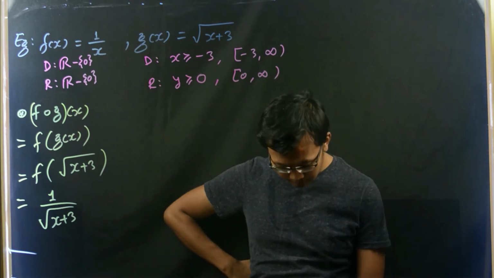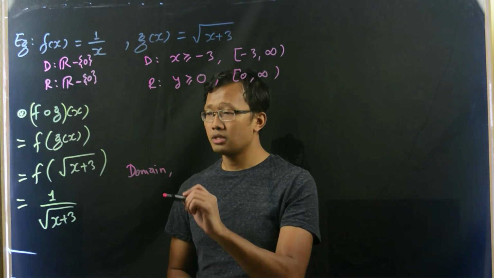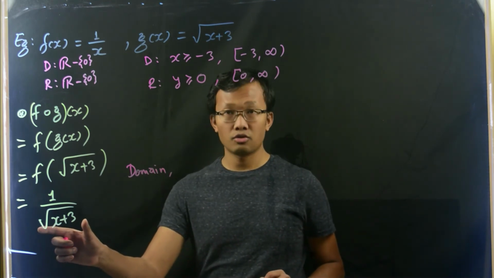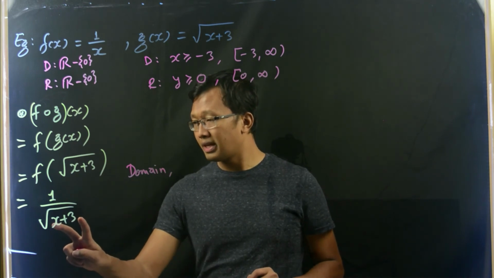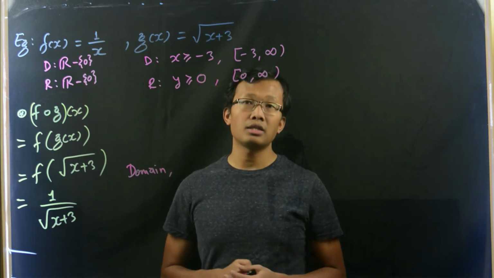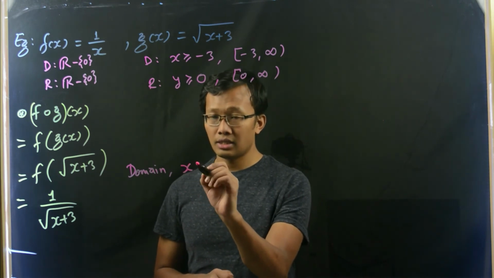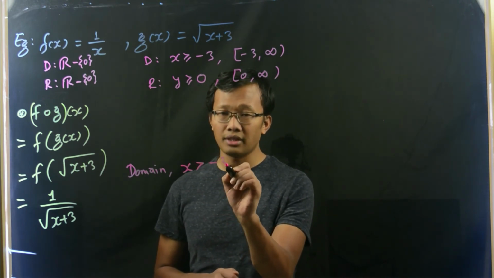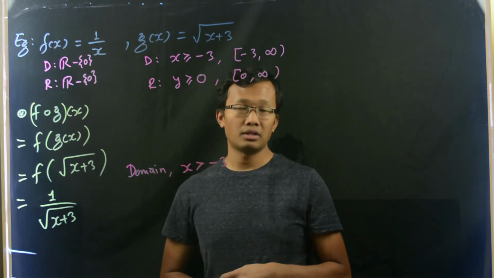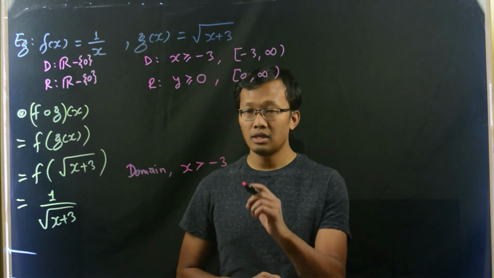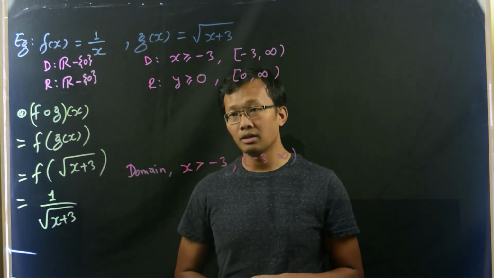Then what is the domain? The domain of this function is, of course, such that the quantity under the root should not be 0, and also x plus 3 should be greater than 0. So that means x is greater than negative 3. That would be our domain. Otherwise I can write it as negative 3 to infinity.